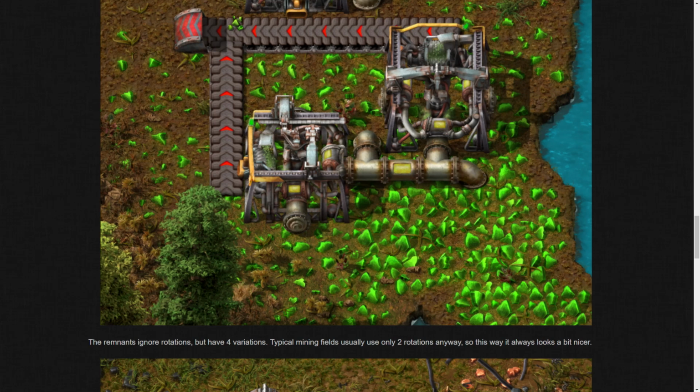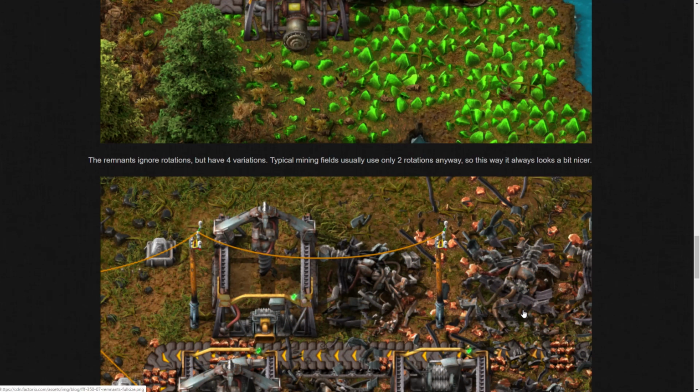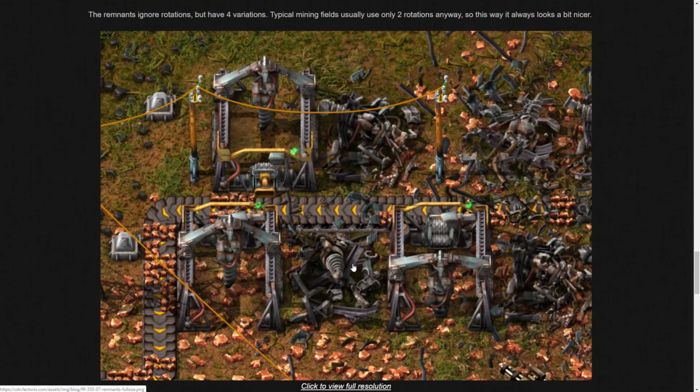And then continuing, the remnants ignore rotation but have four variations. Typical mining fields usually only use two rotations anyway, so this way it always looks a bit nicer. So you can see the remnants, what they look like here, pretty cool, very clear. You can see the drill bit in there in several of these, which is pretty neat, and obviously all the remnant rotations. I think it provides enough variation usually. Yeah, four is definitely enough. I mean, you're going to be seeing a whole field of these if something bad happens to you, right? Yeah. So having a little bit of variation in there is good, but not spending a whole lot of time on it. Exactly.